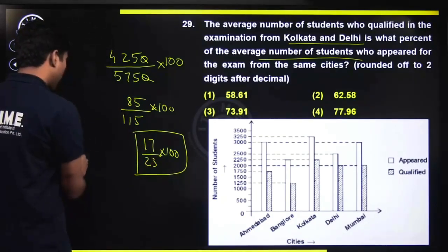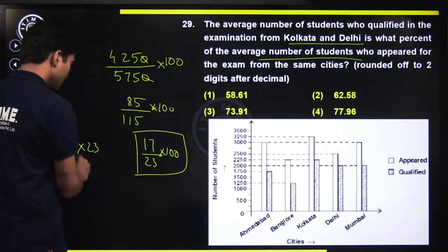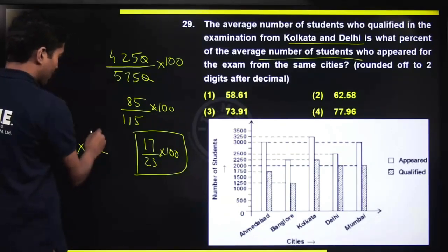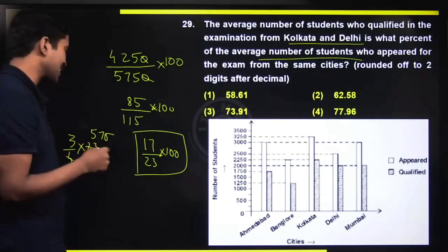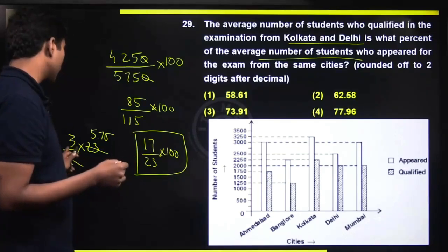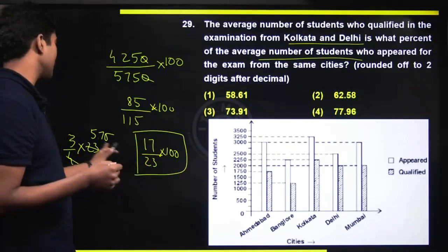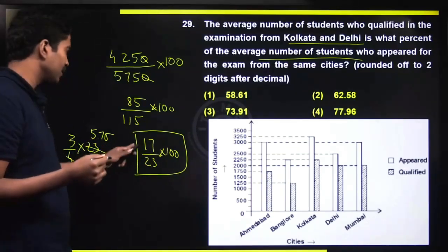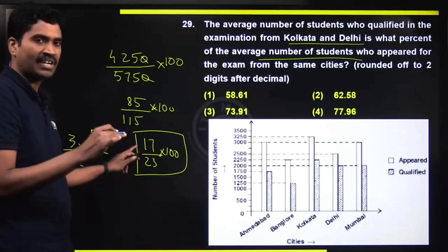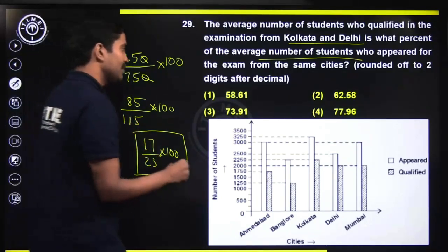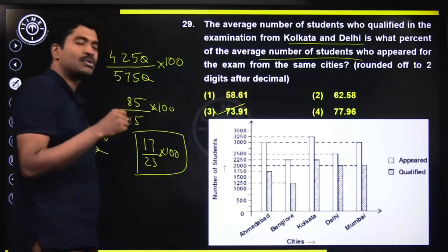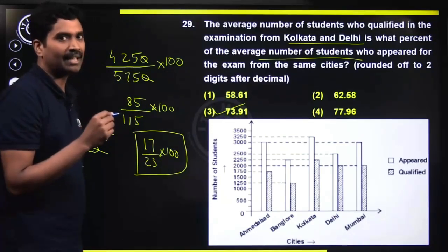Let's find out 3/4 of 23. What is this? 4, 5 times, 5.75 times. 3 into 5.75 is 17.1 something. So 3/4, 75% of 23 is 17 point something. This is not 17 point something, this is just 17. So this should be slightly less than 75%, right? Slightly less than 75% means Option 3, 73.91%.